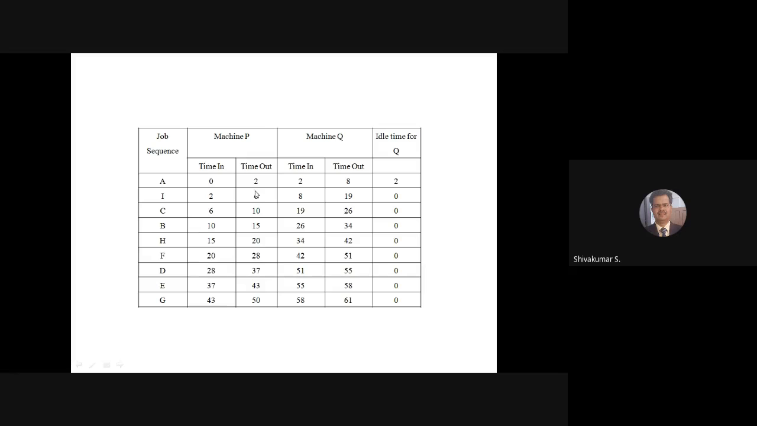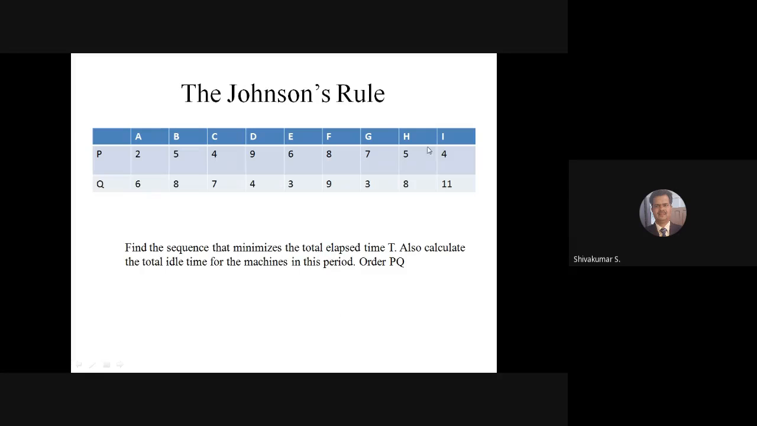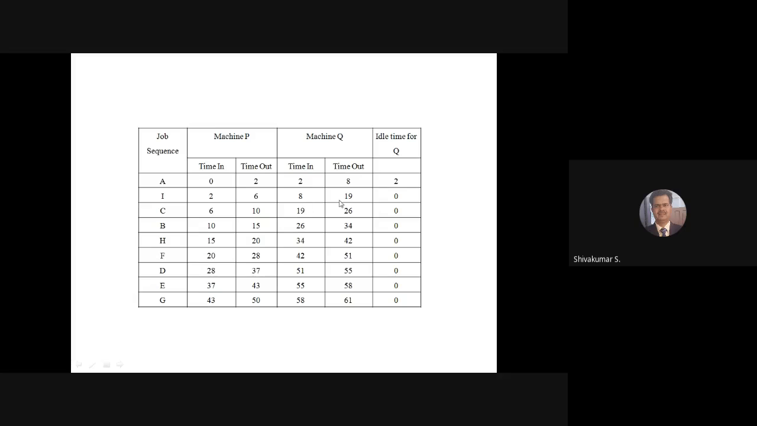Okay, but job I is ready now. Job I is ready, but machine Q is free only after 8 minutes. Okay, 8 minutes time out, 8 minutes time in. So how long does job I take? Here, job I has 11 minutes processing time. So 8 plus 11, 19. So machine Q is not going to wait. Time out is 8. Immediately job I comes here. So 8 minus 8, 0. So no idle time for machine Q.